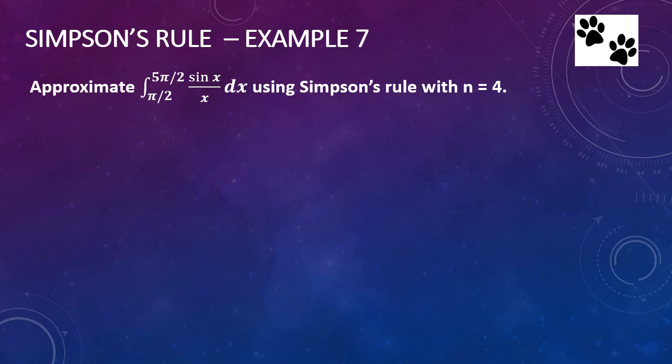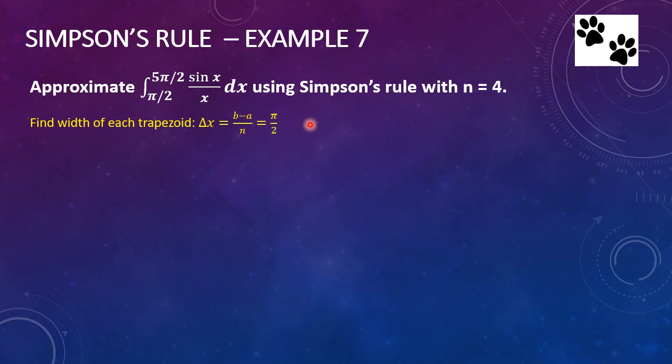So let's look at example 7, how to apply Simpson's rule. Approximate the integral from pi over 2 to 5 pi over 2 of sine x over x dx using Simpson's rule with n equals 4. We're going to start this much like we've started every other problem by figuring out the width of each parabola section. That's our delta x. Our delta x is still b minus a over n, so we get 5 pi over 2 minus pi over 2, which gives us 4 pi over 2, or simply pi over 2.